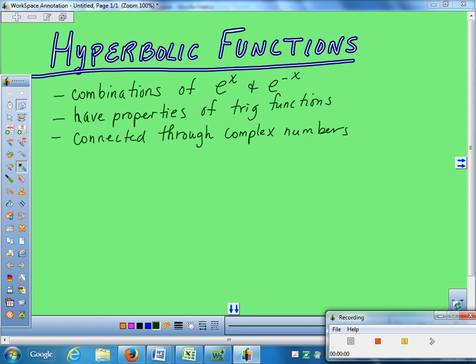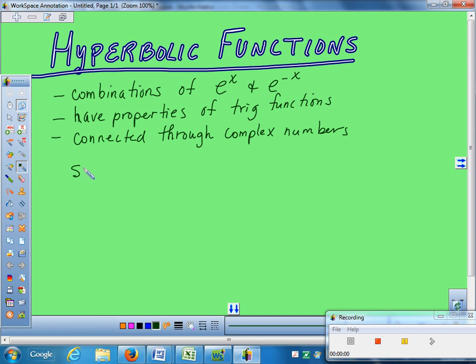Okay. Although hyperbolic functions do not seem like they should be related to trig functions, they are mathematically related. They're combinations of e to the x and e to the negative x. I'm only going to have you learn sine and cosine. We aren't going to do the other 4 trig functions in that depth.